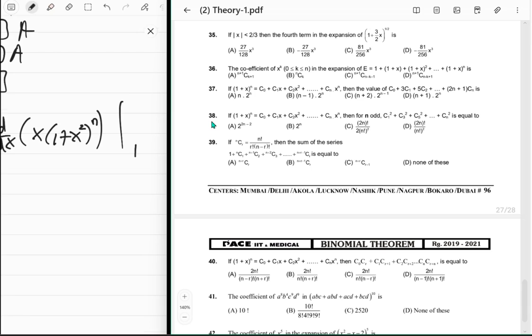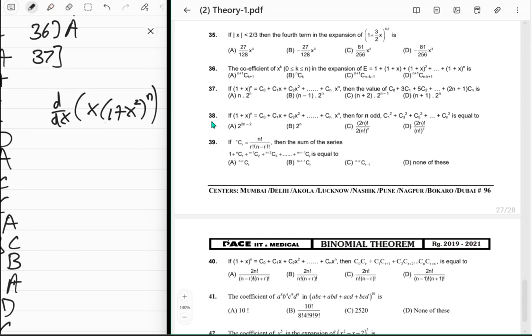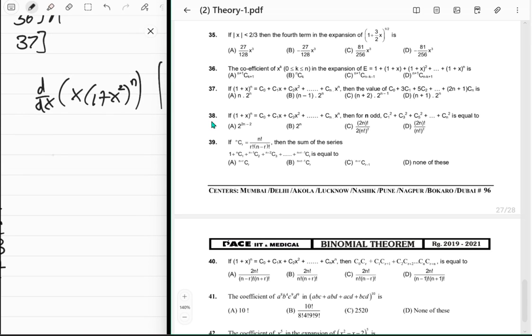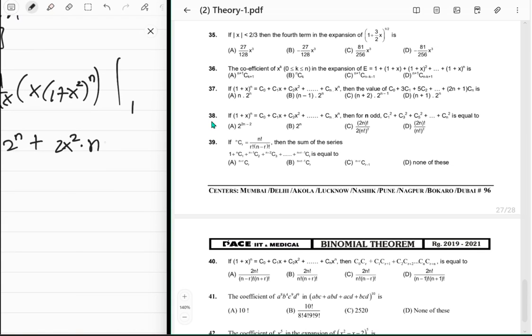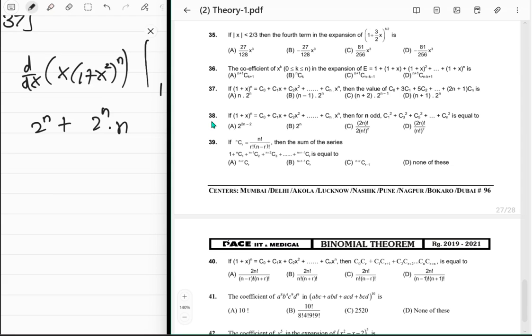Exactly. So first you will just have (1 + x squared)^n, which is 2^n when you put 1 in there. And another thing will be 2x squared, and then you got n, and (1 + x squared)^(n-1). This will be 2^(n-1) in the end, and combined with that 2, it will just be 2^n. Next one is just 1. So 2^n into all that stuff, so just 2^n into (n + 1). So D is the way to go.